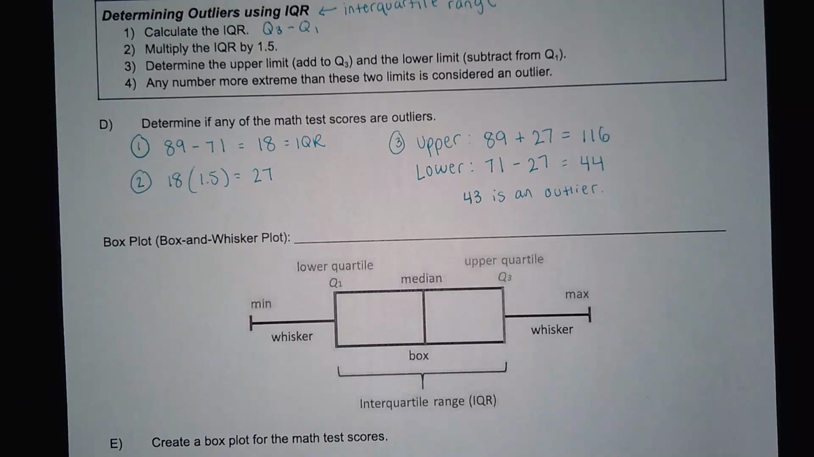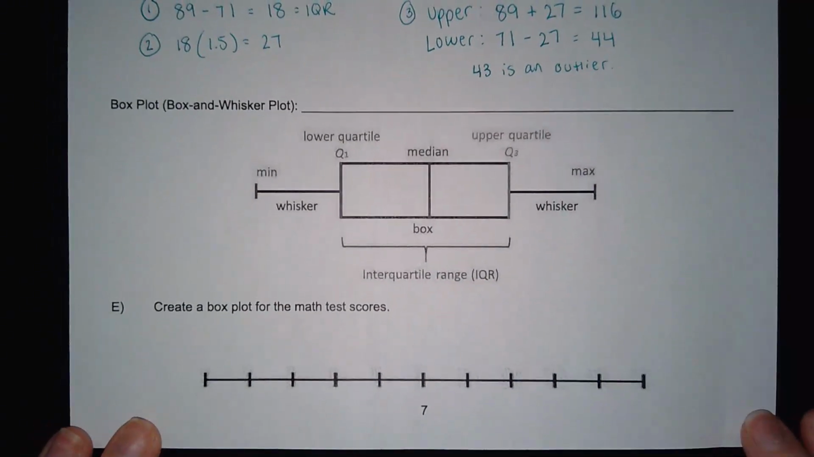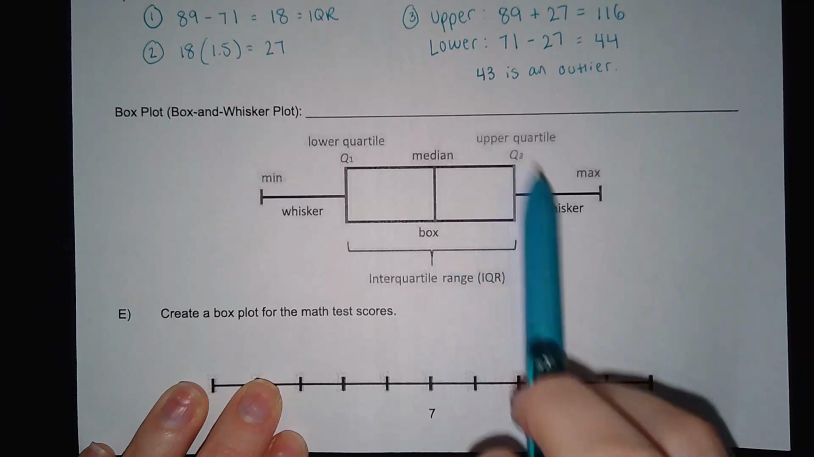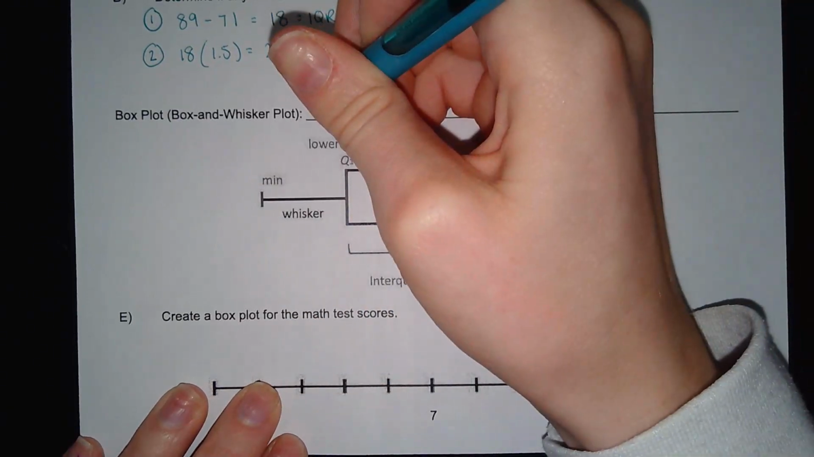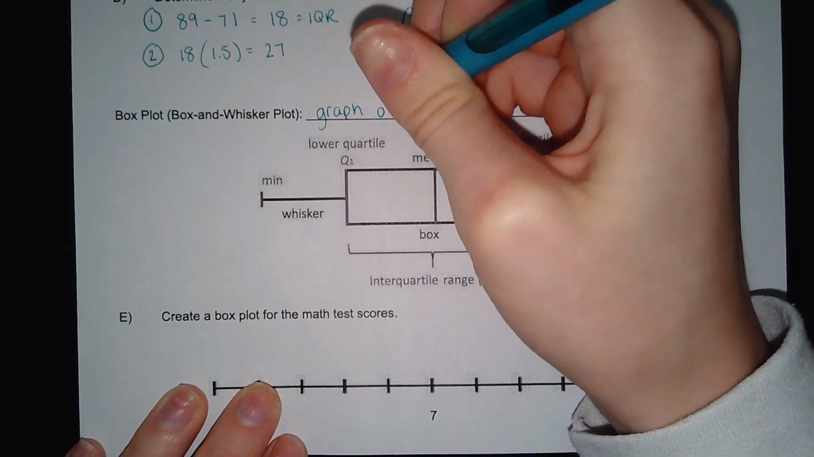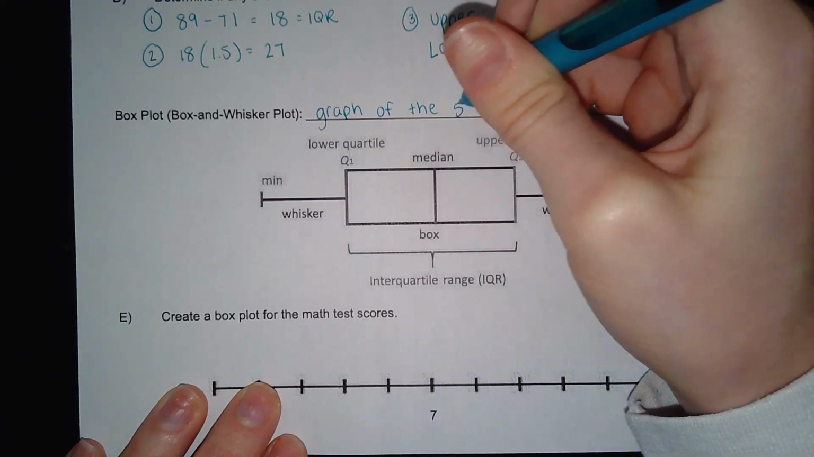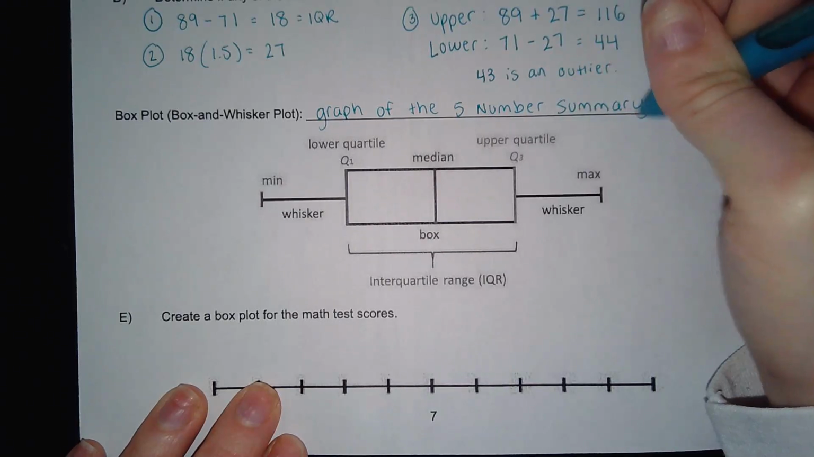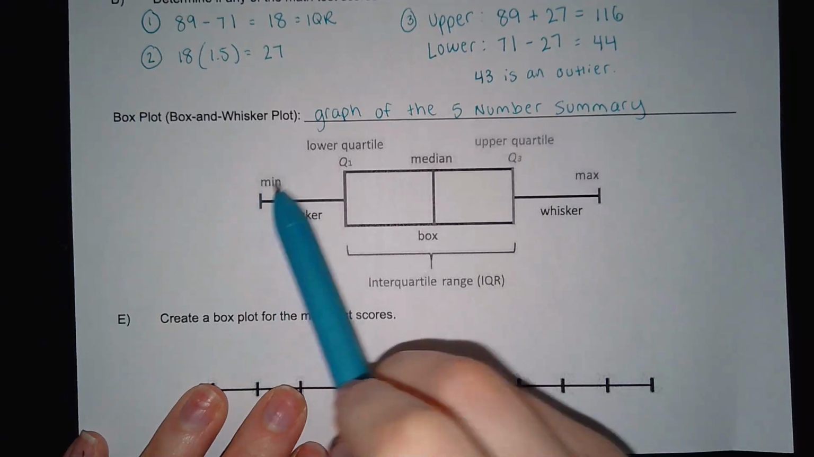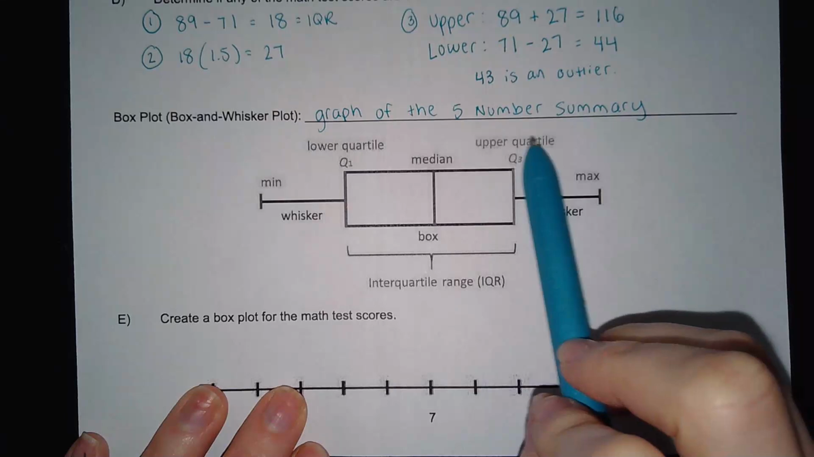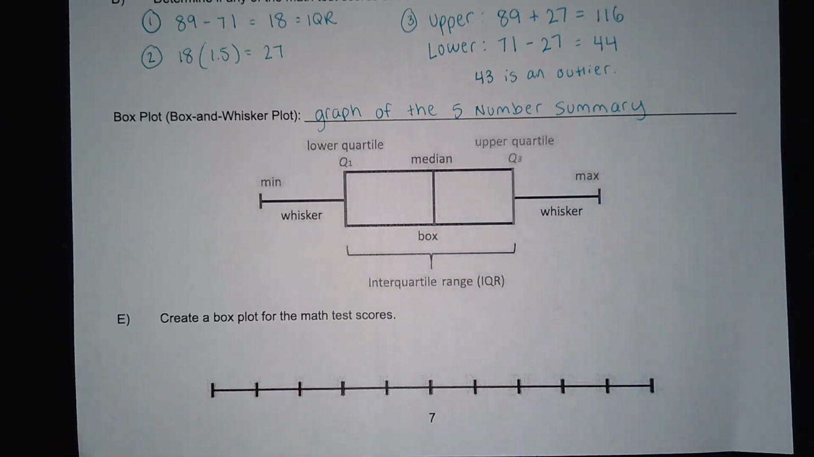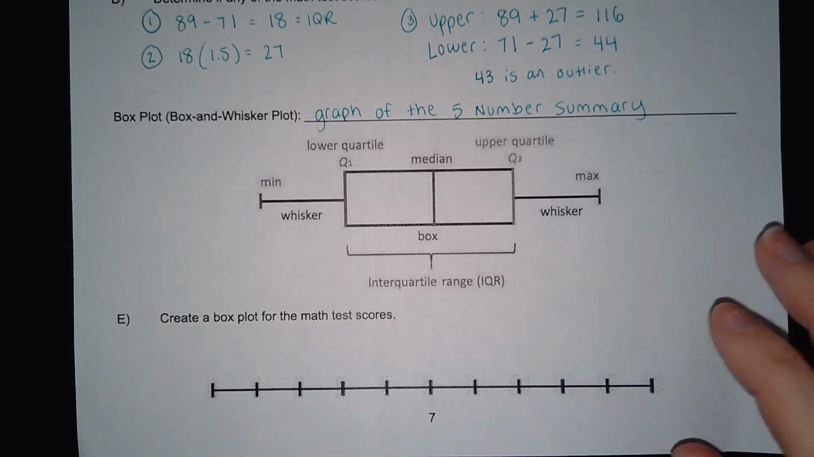All right, and lastly, our goal is to make a box and whisker plot. This is called a box plot, also sometimes called a box and whisker plot, because we have a box and we have two whiskers. This is going to be a graph of the 5-number summary. If you remember from the first part of this lesson, our 5-number summary included the minimum, the lower quartile, the median, the upper quartile, and the maximum. So we can see that all 5 of those numbers are represented on this graph. So we're going to go ahead and make a box plot for our test scores.